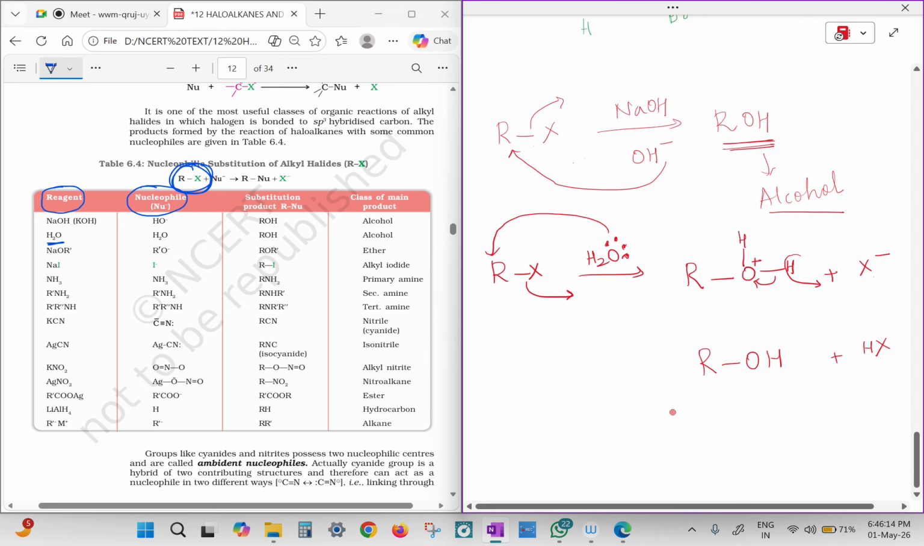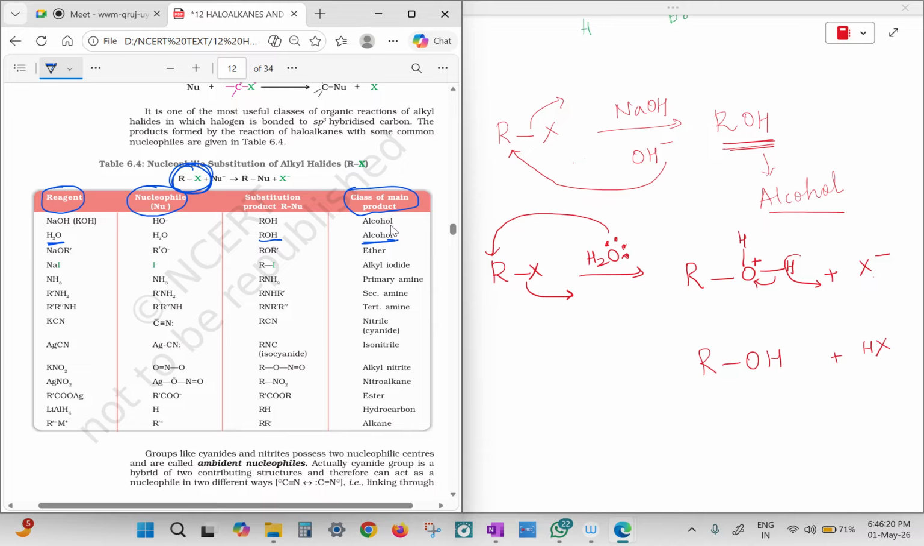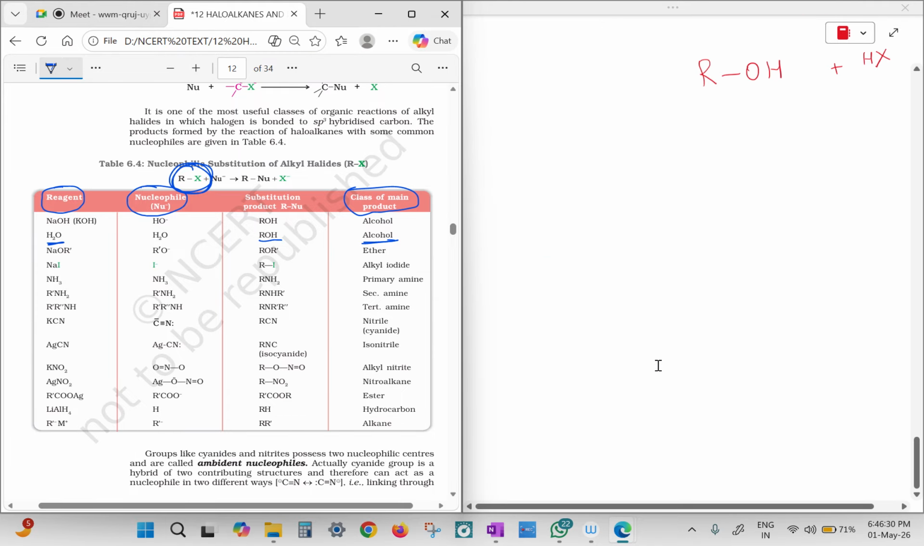Is that clear? So the class of compound, the main product, is alcohol again. Is that okay?